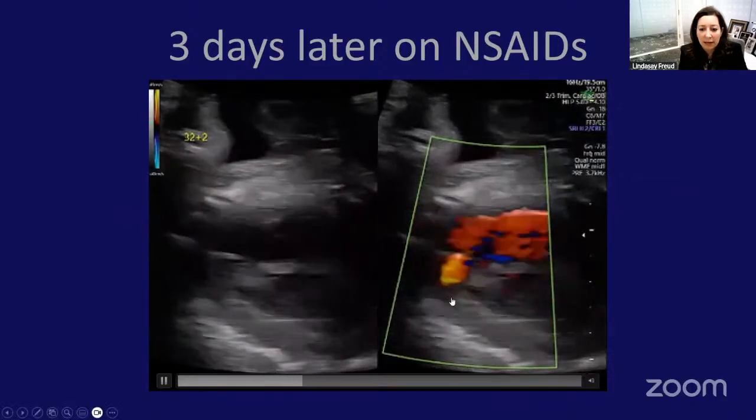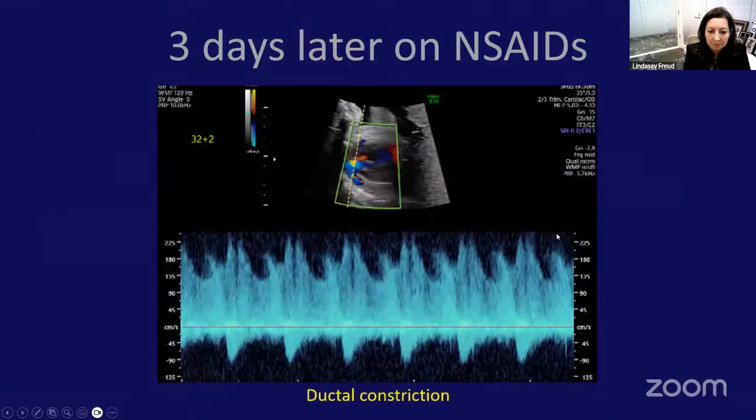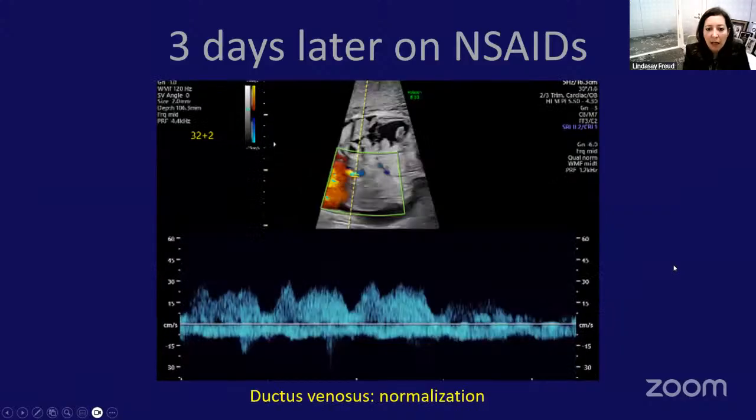And 3 days later, this is the duct here. You can see that it's significantly constricted. And you can prove that by your Doppler signal as well. And most importantly, you often do see improvement in pulmonary regurgitation, reduction in high drops, all of those things. But perhaps what's most important, and most striking, is the resolution or improvement of the extracardiac Dopplers soon after initiation.